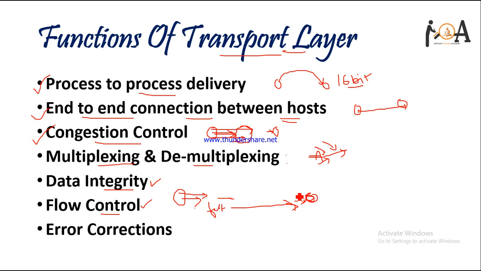To manage this kind of flow control in the TCP layer, a flow control mechanism is used by transport layer. To resolve that, the sliding window protocol and several techniques are used, right? So it is also an important function of transport layer.